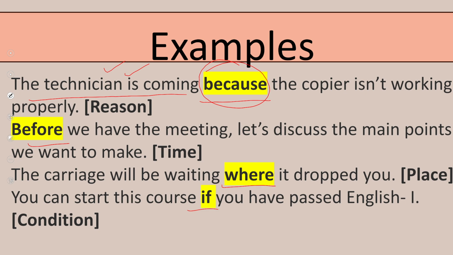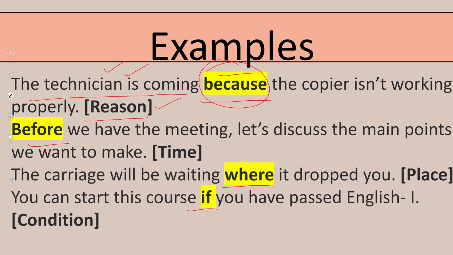The technician is coming. Why is he coming? Because the copier isn't working. Because the copier isn't working, then what? That's why the technician is coming, right? And this is a subordinator or subordinating clause of reason. Because shows us reason when we are giving reasons for something happening.